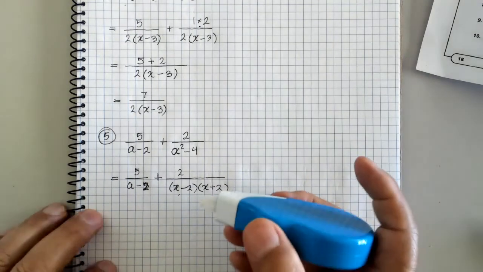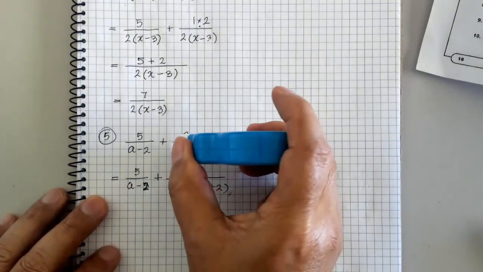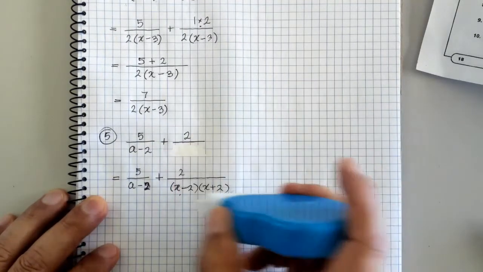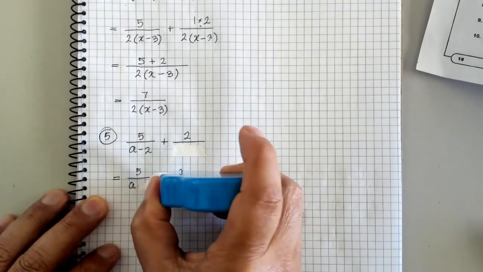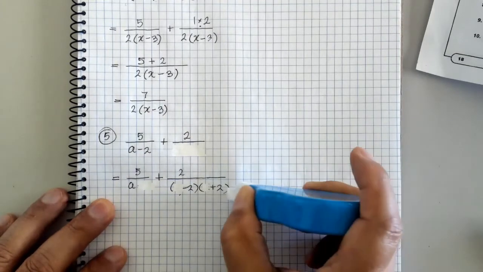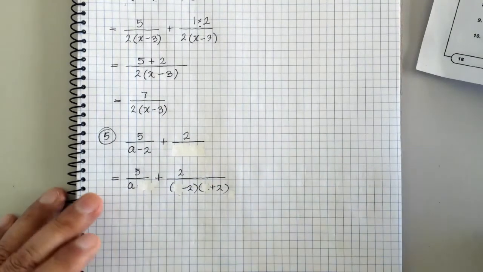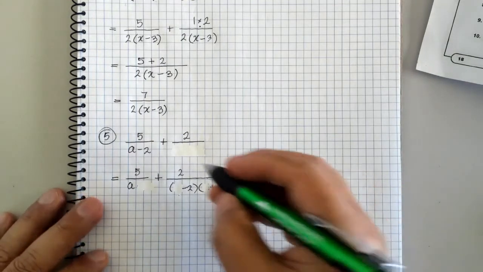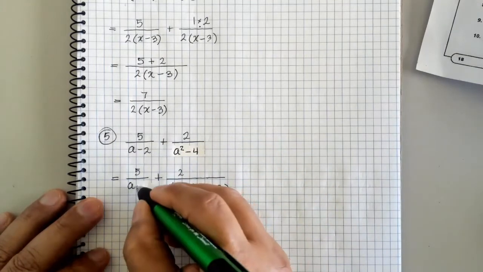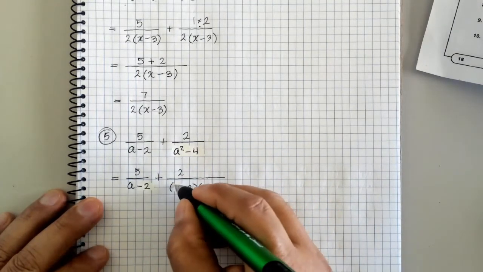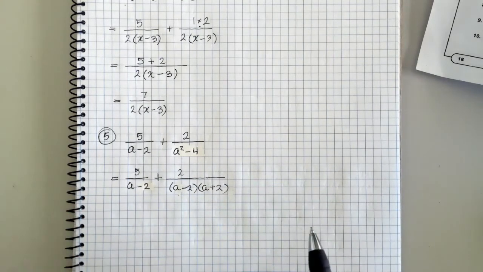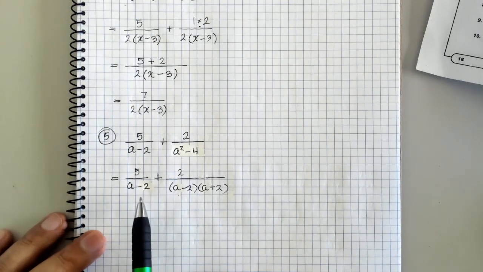Alright, okay, so I really want to fix this, and also I'm gonna fix that one here. Okay, so this is a squared minus 4. So this is a minus 2, and this is a minus 2 and a plus 2. Okay, now it's good.